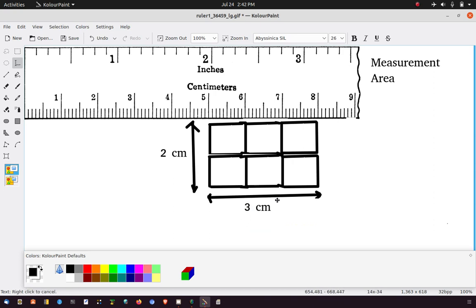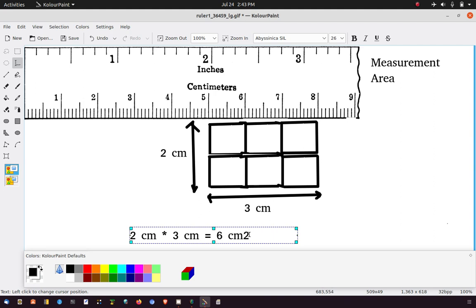Now here is 2 multiplied by 3. So the area of all of this shape is 2 cm multiplied by 3 cm. I use the asterisk for the multiplication sign, because I don't have the multiplication sign here. 2 by 3 gives me 6 cm squared.